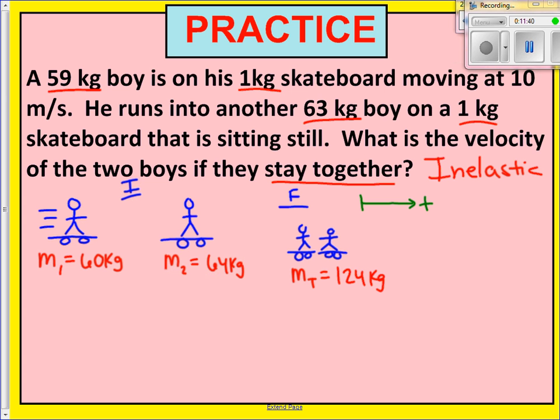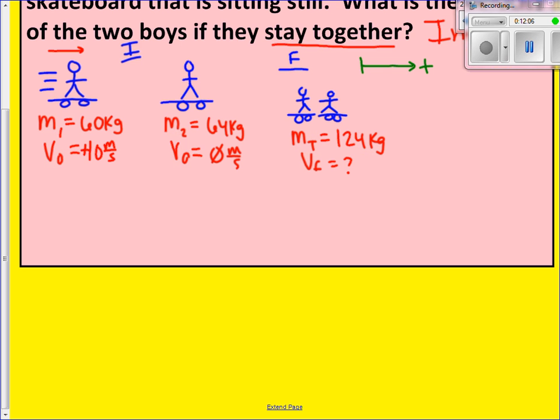All right, now let's write down their velocities. The initial velocity of boy 1, we are told, is 10 meters per second. Since he's moving to the right, and right is positive, I know that's a positive 10. The initial velocity of the second boy is 0 because he's at rest. We are asked to solve for the final velocity. Now that we know all of our unknowns and our knowns, let's go ahead and look at the equation.